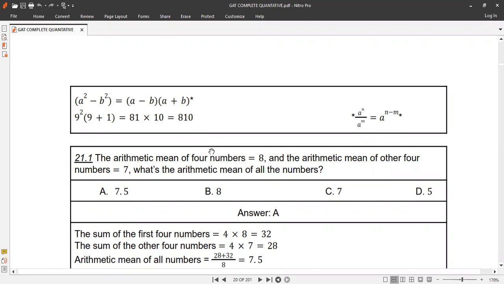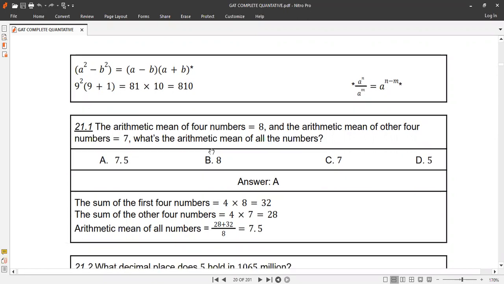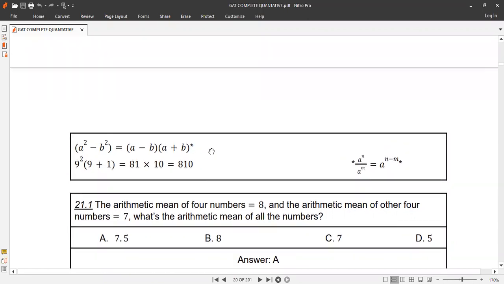Question 21. Here we start. The arithmetic mean, it means the average, of 4 numbers equals 8, and the arithmetic mean of other 4 numbers is 7. What's the arithmetic mean of all numbers?